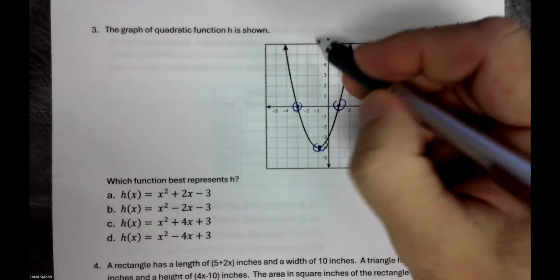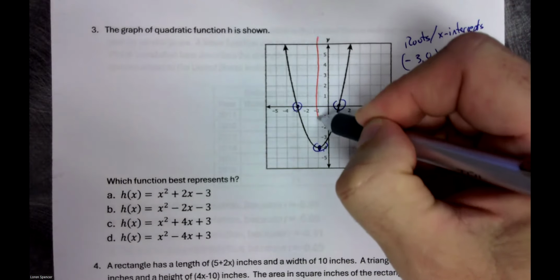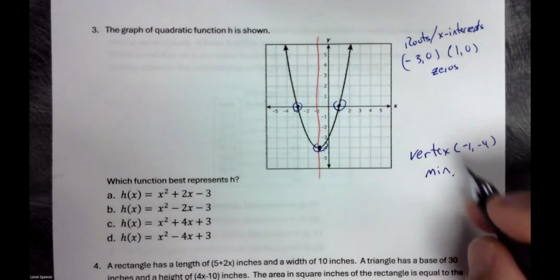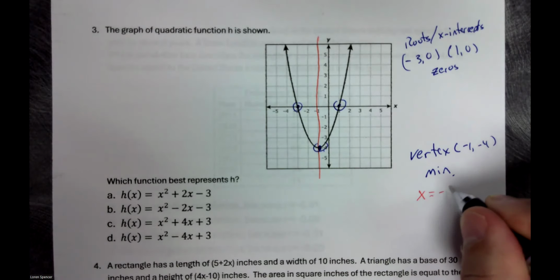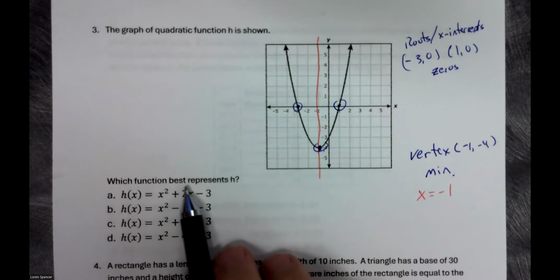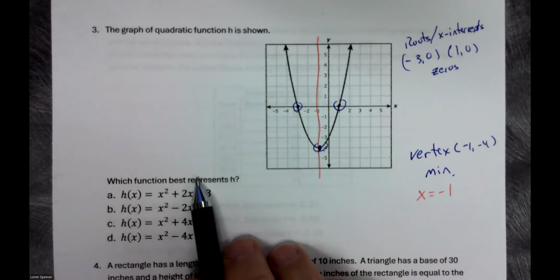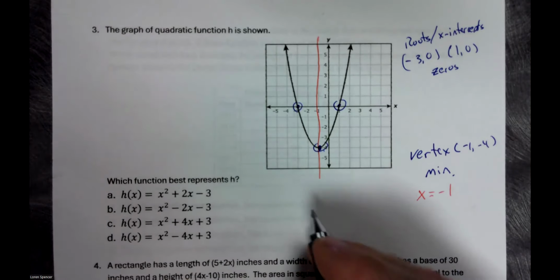If they had asked the line of symmetry, that's what goes through the vertex and cuts it in half, it is x equals -1. That's the line of symmetry. But they asked what's the best function. You know what? I should do a couple other things.